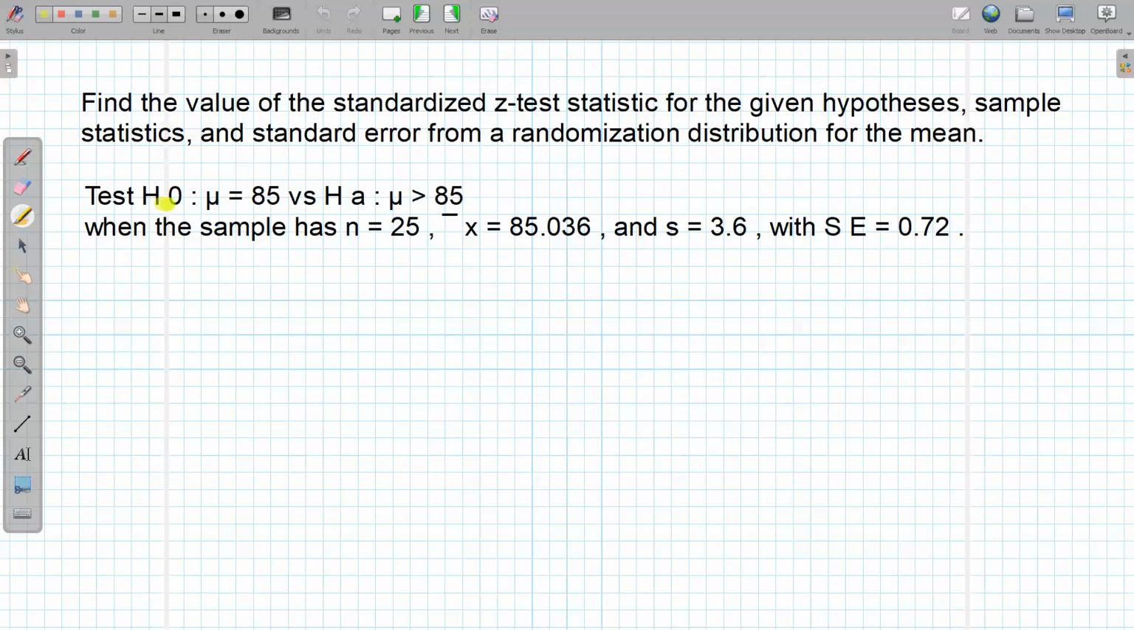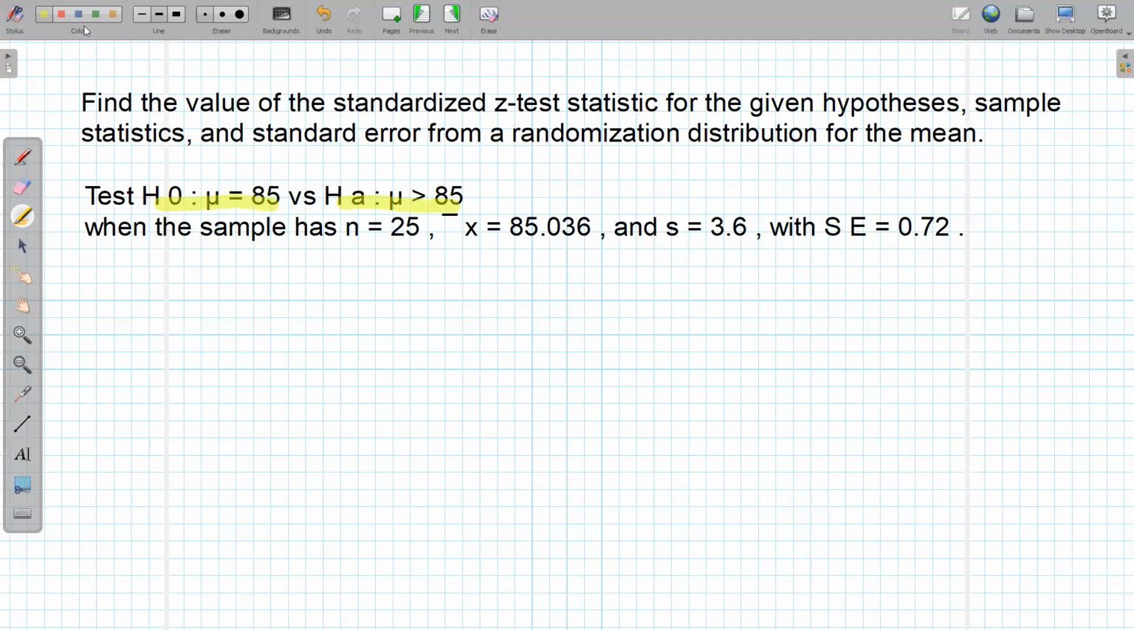My null hypothesis is that I have a mu that's thought to be 85. And my alternative hypothesis is that the mu is believed to be greater than 85. And remember, for the null and the alternative hypothesis, the null has an equals, the alternative never has an equals in it. That's how we choose which is which.